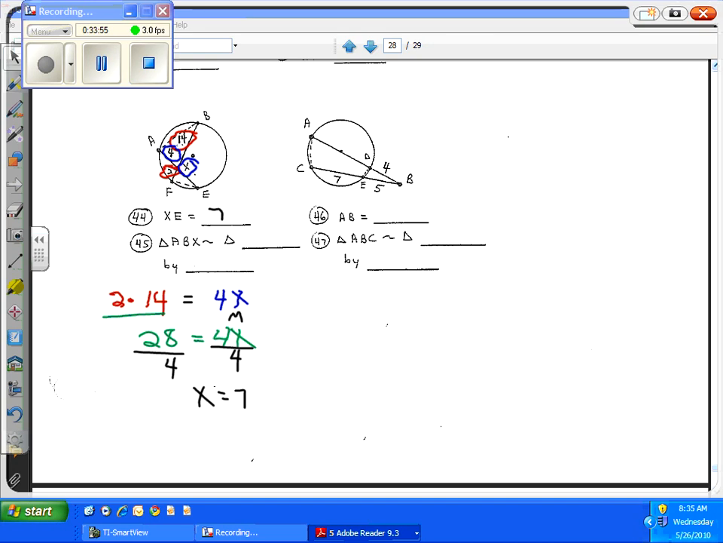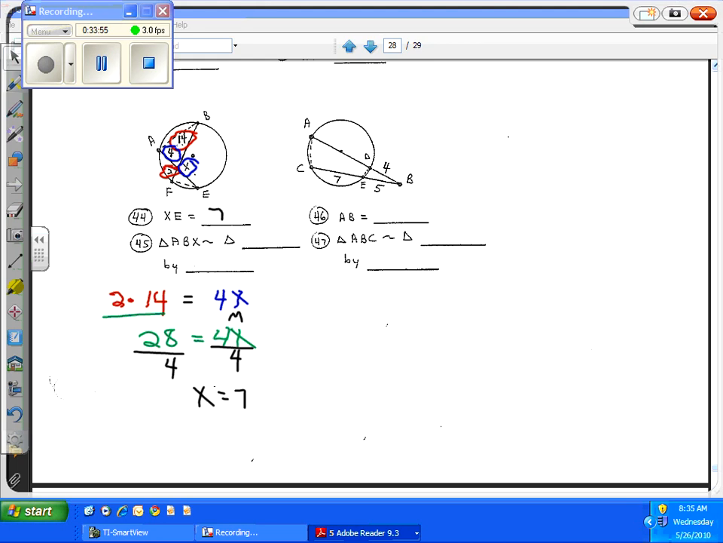Okay. This is correct. If two chords intersect inside of a circle, then the product of the segments of one chord is equal to the product of the segments of the other. In other words, piece times piece of the first is equal to piece times piece of the second. We're going to go ahead and do this multiplication and get 28 equal 4x. We can undo multiplication by division, and we're going to get x is equal to 7.